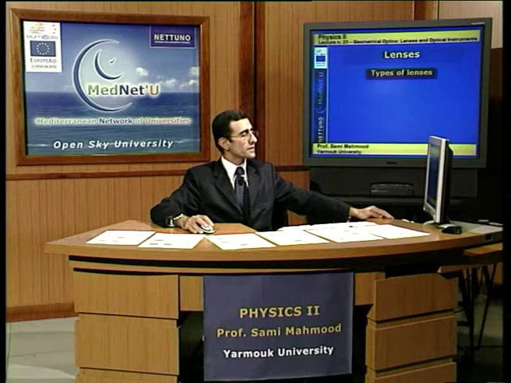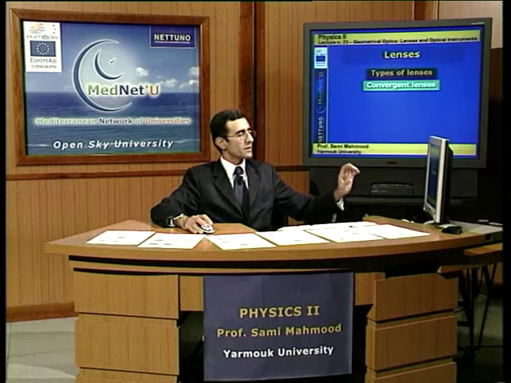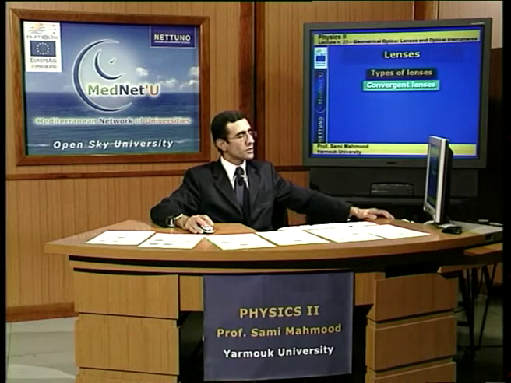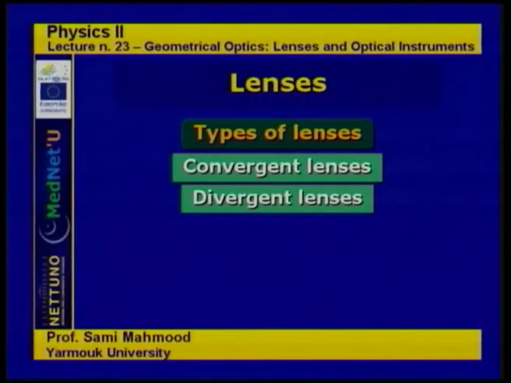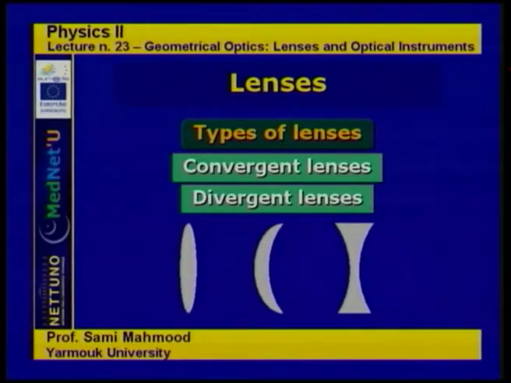And the types of lenses, accordingly, using this definition, are either convergent lenses or divergent lenses. These shapes are examples of lenses. So here, in each case, we see that the lens consists of a refracting medium bound by two spherical surfaces. This is a spherical surface, and this is another spherical surface, with a refracting medium in between.